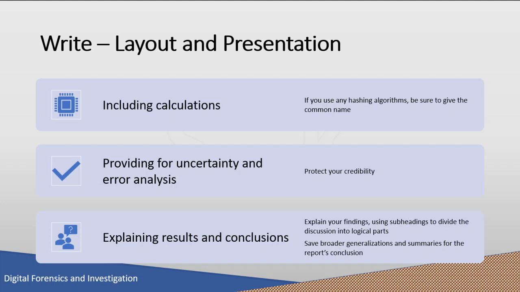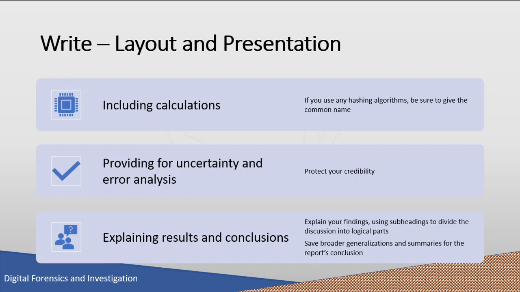In most cases, hashing algorithms are used to calculate the hashes in digital forensic investigations. If you use any hashing algorithm, be sure to give the common names to those hashing algorithms, such as Message Digest 5, which is known as MD5 hash. Generally, you don't need to give an example of each type of hash if you are using standard tools. You only need to explain generally what they do and cite the authority or the policy you rely on for using those tools.